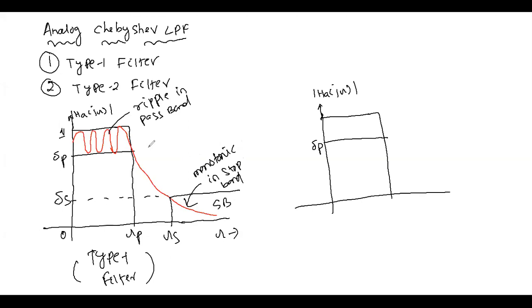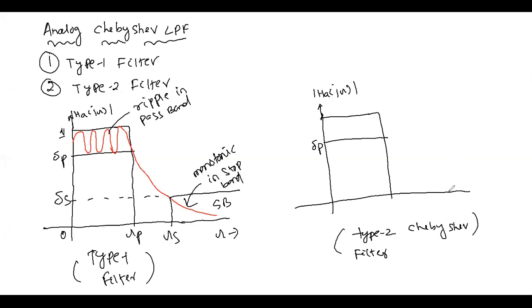So the type 1 Chebyshev filter has ripple in the pass band, and where this ripple will start, I will discuss later. Don't worry. And it has monotonic characteristics in the stop band. But in the case of type 2, simply, it is the opposite. Type 2 Chebyshev filter. In the type 2 Chebyshev filter, it's just the opposite.